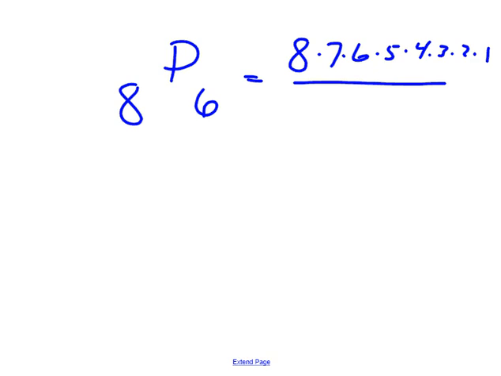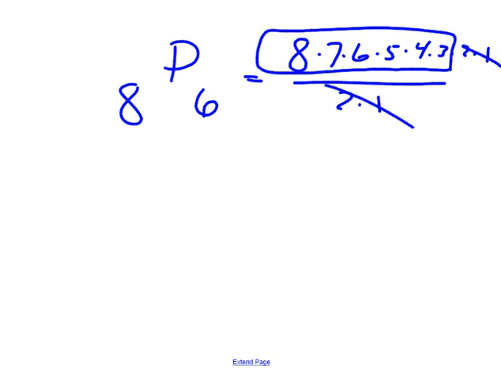And then divide it by not 6 factorial. That's the common mistake. 8 minus 6, which is 2 factorial, which is really just 2 times 1. Right? And the 2 times 1 can cancel the 2 times 1, and that is a huge number, and that's your answer.